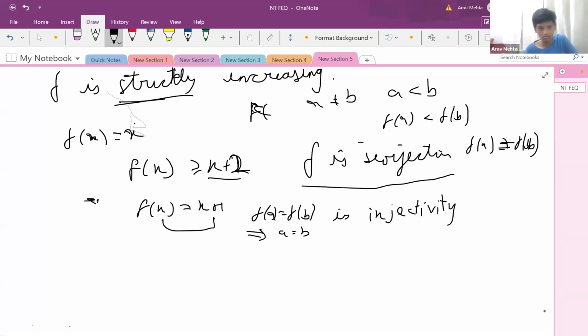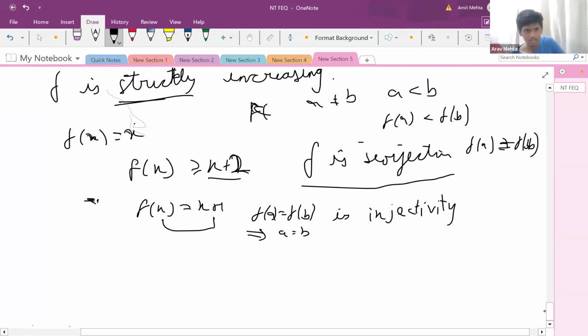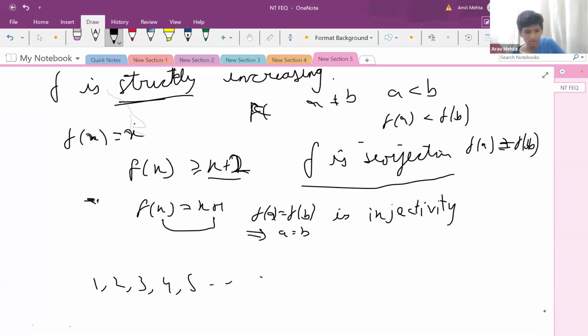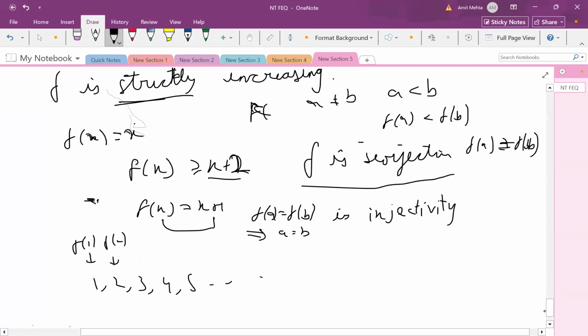Yeah, if you prove surjectivity, you'll be done, because it's strictly increasing. So if it takes all values, they have to be strict. If it takes one, two, three, four, five, dot dot dot, then this has to be f of one, this has to be f of two. Can we induct for surjectivity?